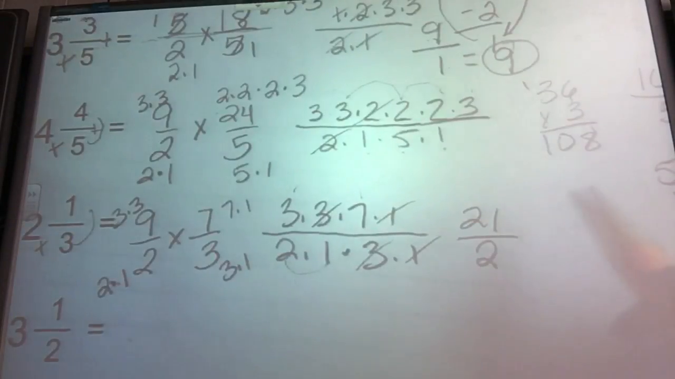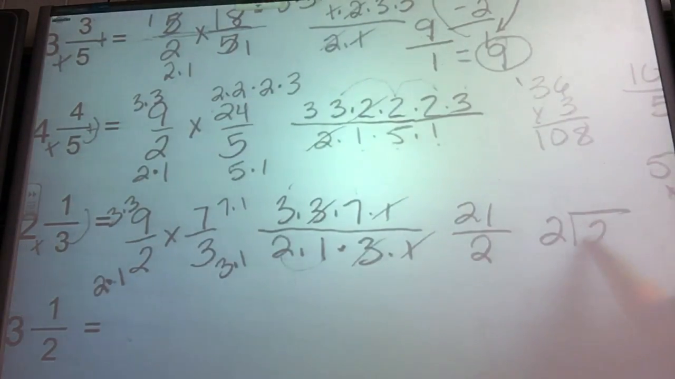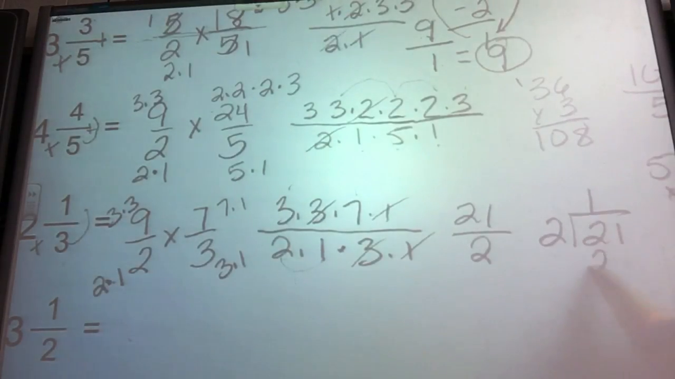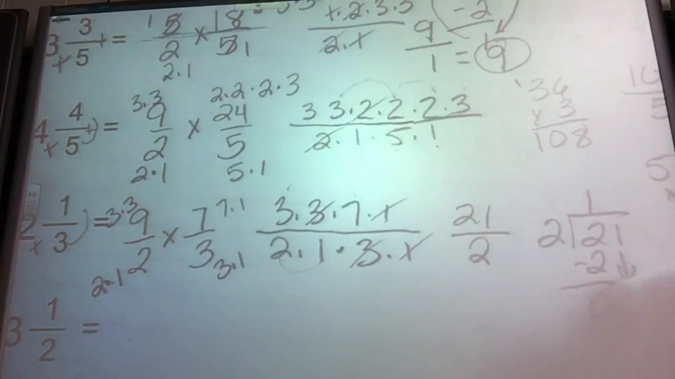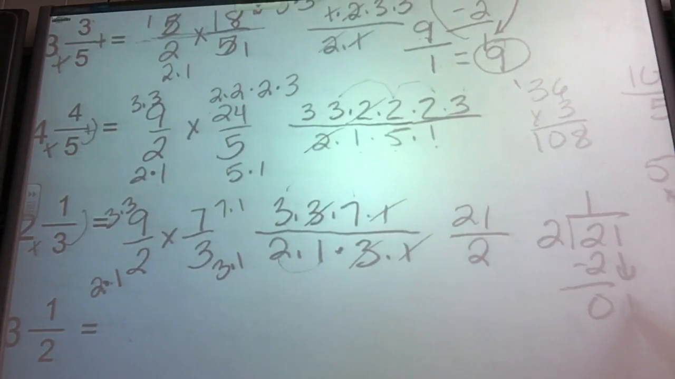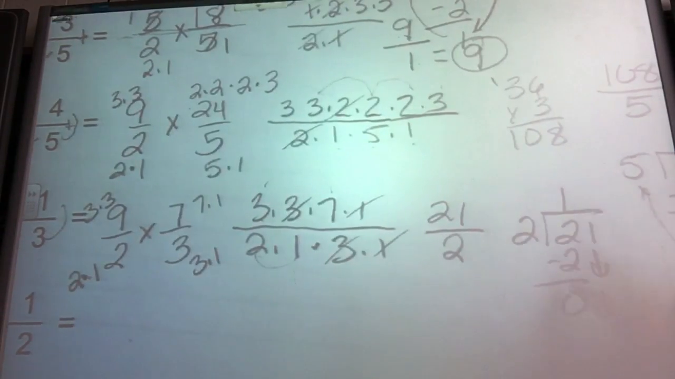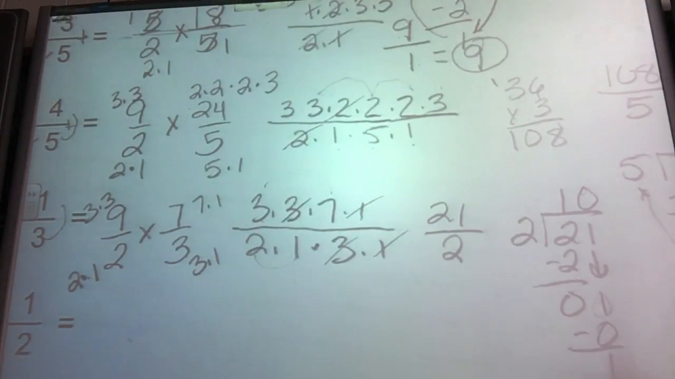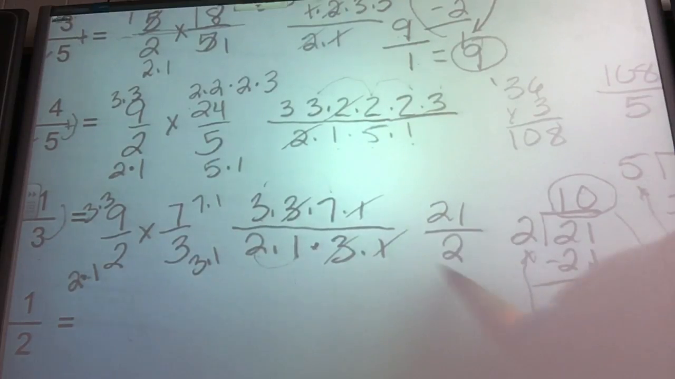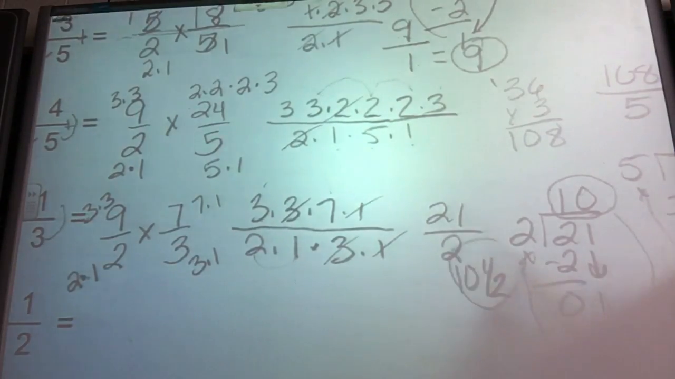Okay, turn it into a mixed number. Let's see, 2 goes into 2 once. Subtract, bring down. Oh, I put that wrong, it should have been a 1. 2 goes into 1, it can't, so we put a 0 up, and we end up with 1. So 10 wholes and 1 half. 10 and 1 half is your answer.